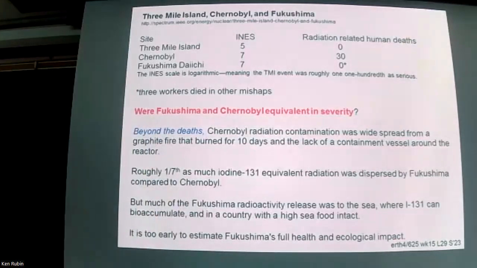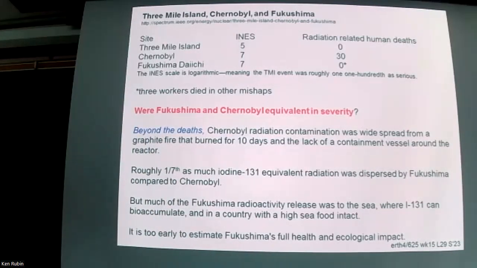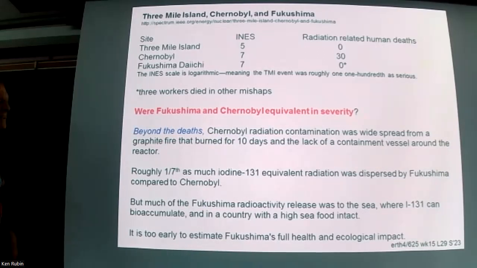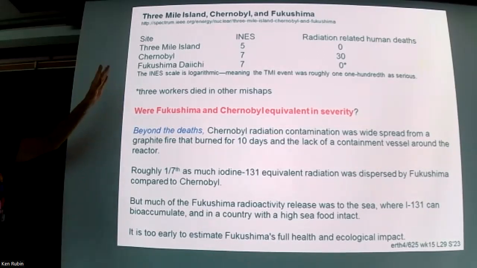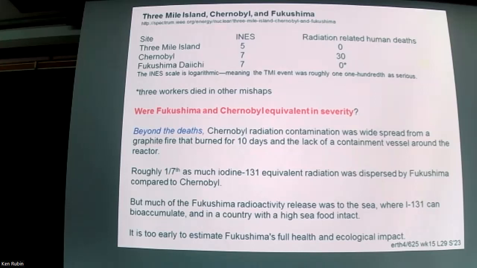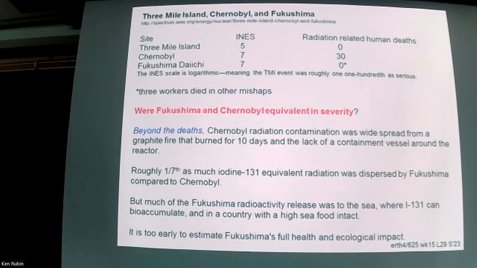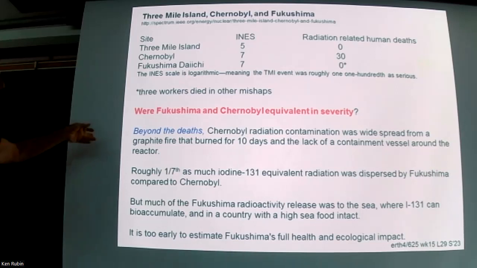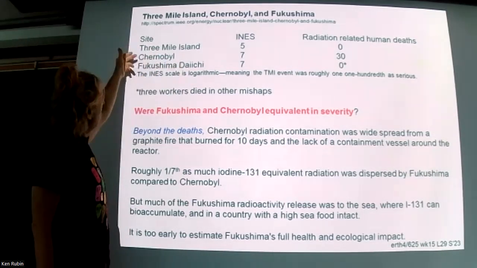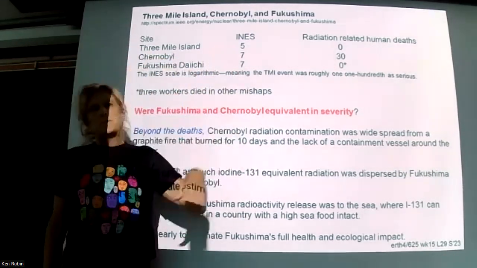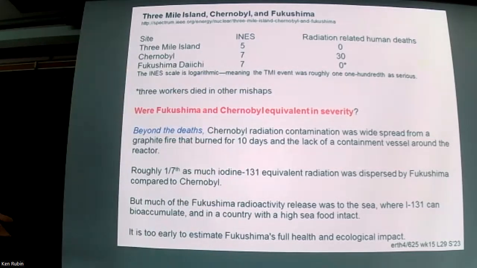So this is kind of a comparison of those three disasters. This is the international scale, INES, which is kind of like a Richter scale. It's a magnitude, each number up is a factor of 10 worse. In trying to relate these three biggest accidents together, Three Mile Island has been given a 5. Chernobyl and Fukushima have been rated a 7, which means they're approximately 100 times worse.